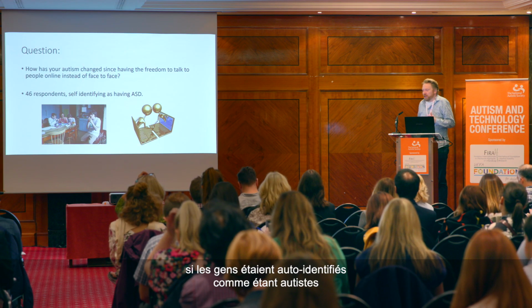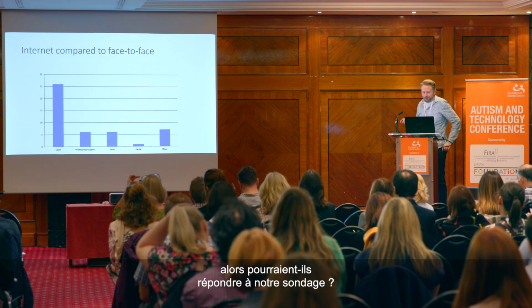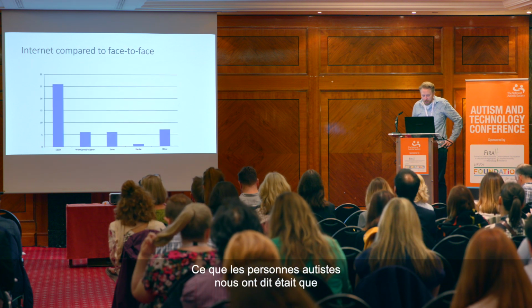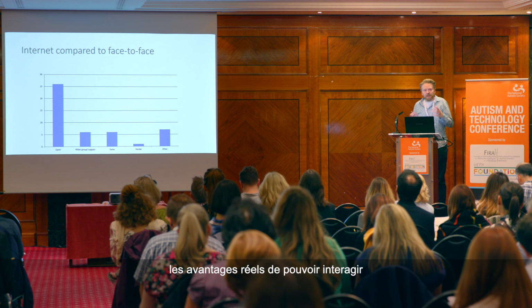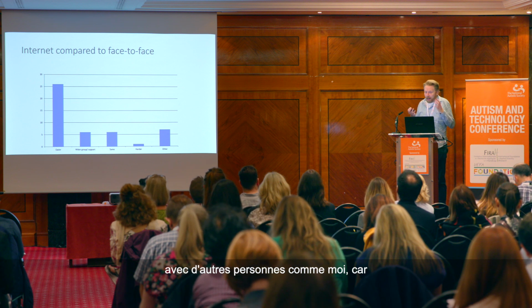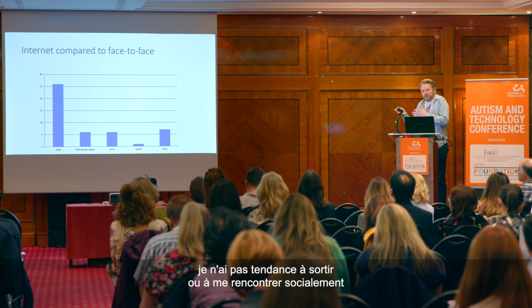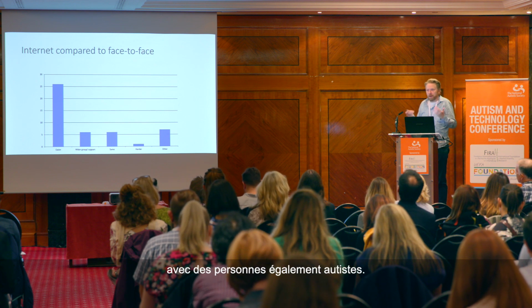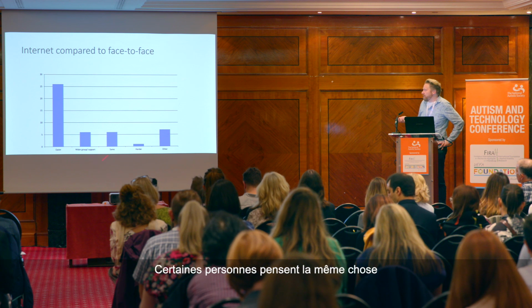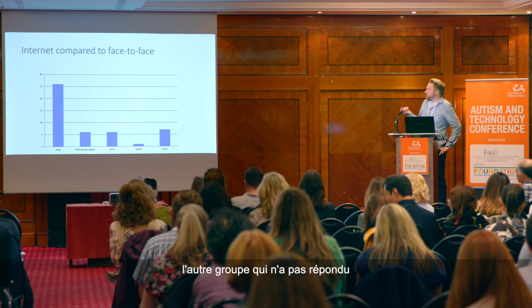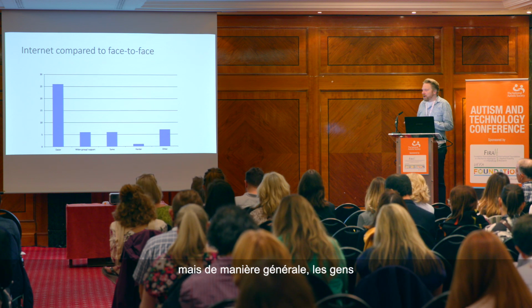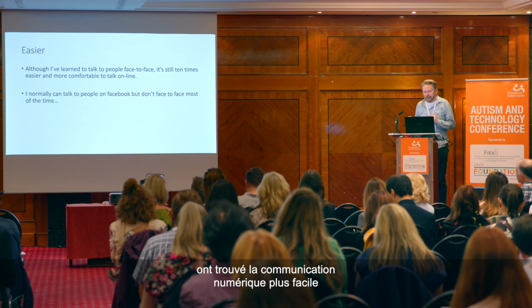If people were self-identified as being autistic, they could respond to our survey. And what the autistic people told us was that the vast majority said yes, we do find it much easier to communicate digitally than face-to-face. The second was the real advantage of being able to interact with other people who are like me, because I don't tend to go out or meet socially, so I can socialise online with people who are also autistic. Some people found it the same, and one person thought interacting online was harder. And there's a little other group who didn't quite answer the question. But overarchingly, people did find digital communication easier.